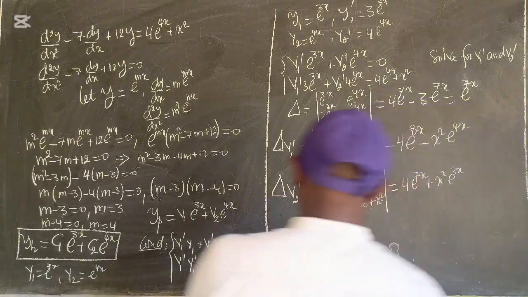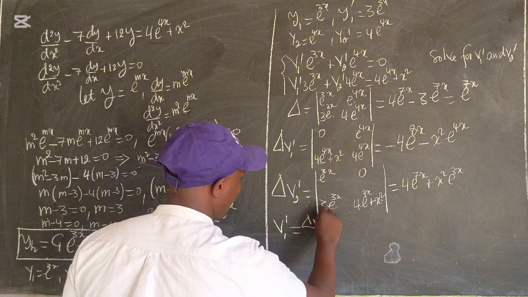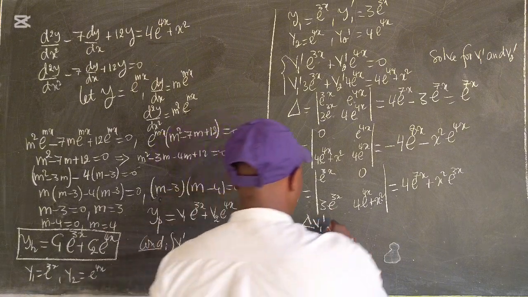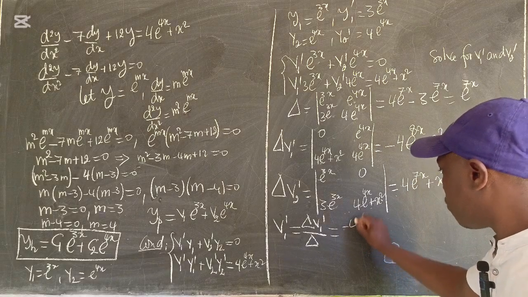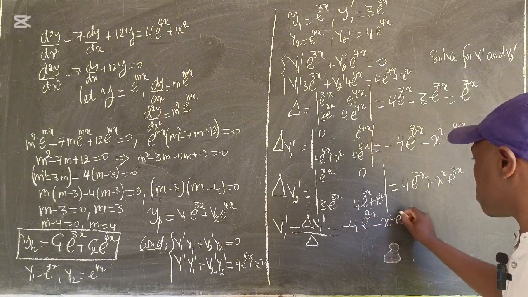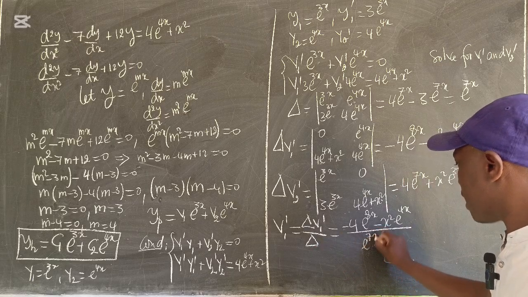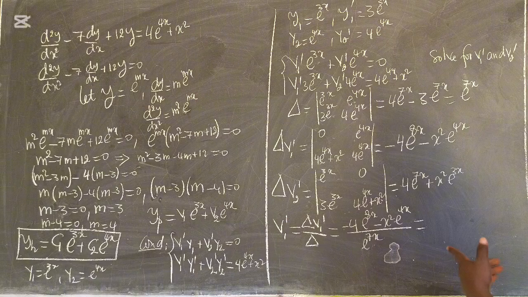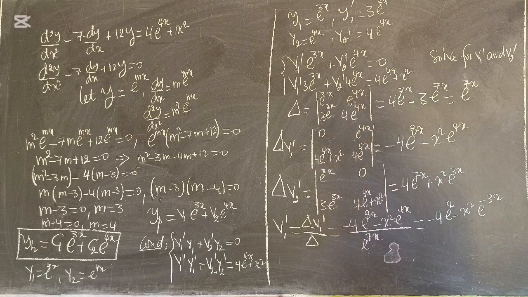Okay. According to this, our v1 prime is equal to dv1 prime over d. Here dv1 prime is minus 4 times exponential of 8x minus x squared times exponential of 4x, over d, which is exponential of 7x. This is equal to minus 4 times exponential of x minus x squared times exponential of minus 3x. Here is v1 prime.